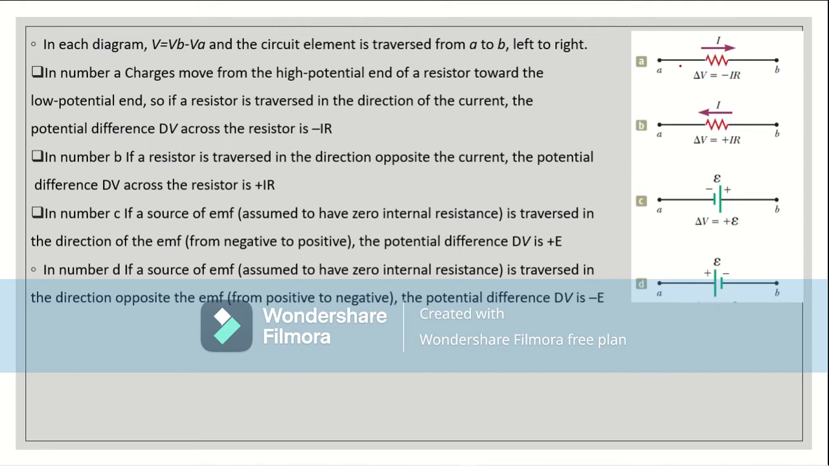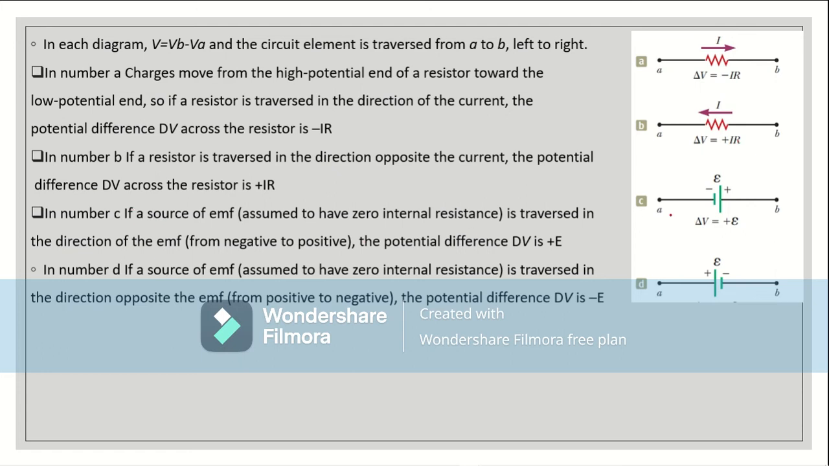Like in number A, charges move from the high potential end of the resistor towards the low potential end. So if a resistor is traversed in the direction of the current, the potential difference delta V equals minus IR. In number B, if a resistor is traversed in the direction opposite the current, the potential difference equals plus IR.